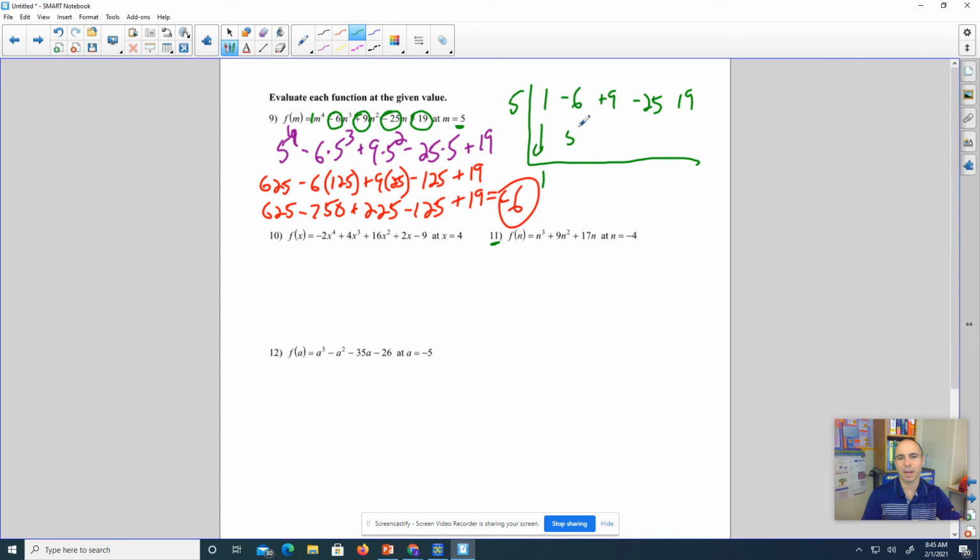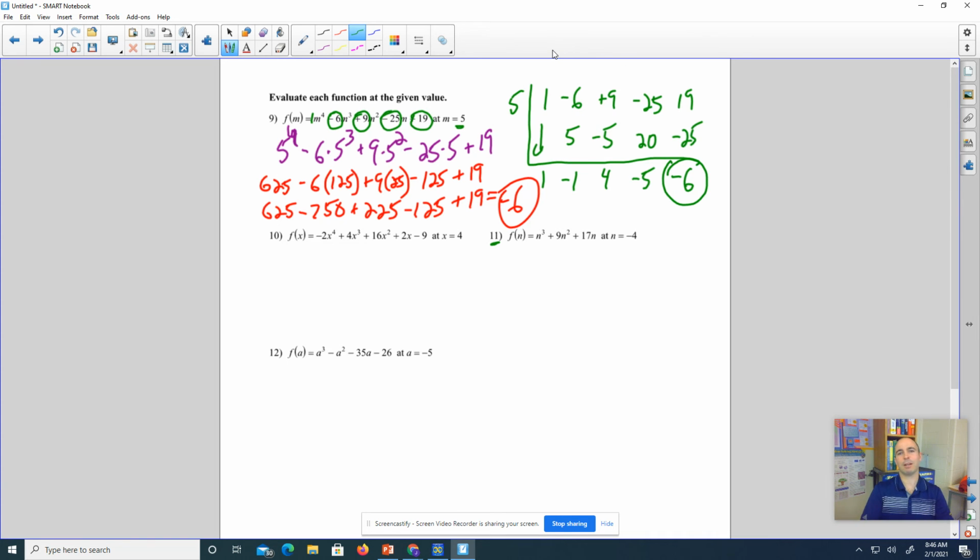I'm going to multiply. 5 times 1 is 5. I'm going to add -6 plus 5 is -1. I'm going to multiply. 5 times -1 is -5. I'm going to add 9 plus -5 is 4. 5 times 4 is 20. I'm going to add -25 plus 20 is -5. And I'm going to multiply. 5 times -5 is -25. And I'm going to add 19 minus 25 is -6. That is your answer. It's crazy, right?